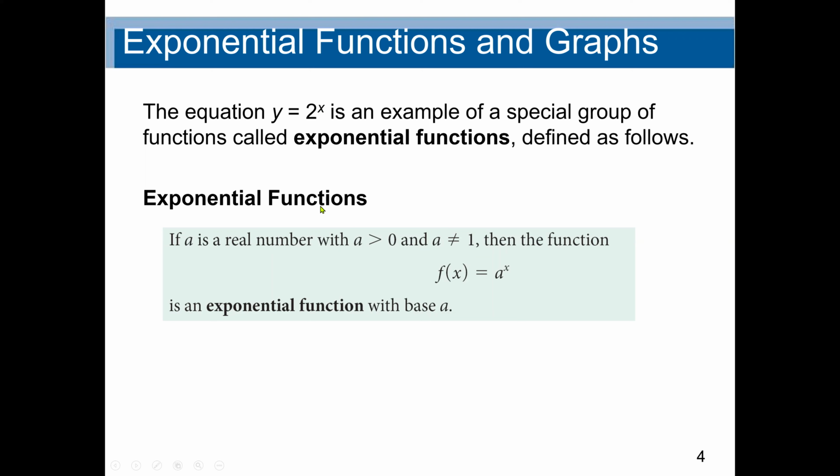So we have the exponential function definition here. And here we say that if a is a real number with a greater than 0, so that means a must be a positive value, and also a is not equal to 1, then the function f of x equal to a to the power x is an exponential function with base a. So the base a should be a positive value, and it shouldn't be 1. So y equal to 2 to the power x is an exponential function because again, 2 is a positive value and 2 is not 1.